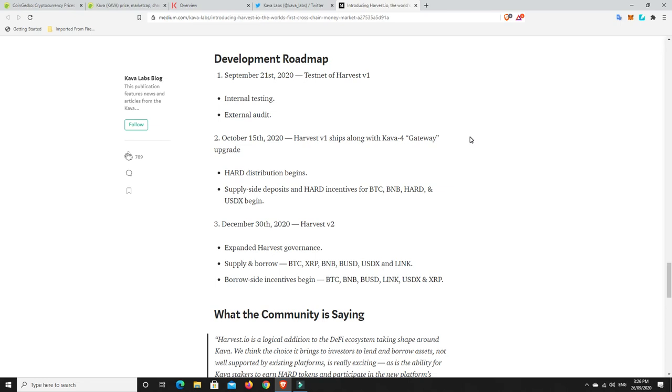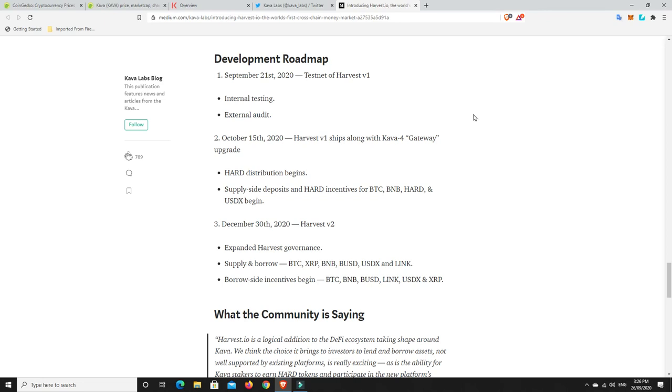And so that is what things like this need to do to keep up with the rest of the market. Right, development roadmap. So September 21st, so that was a few days ago, they're doing the testnet of Harvest version 1. Internal testing, external audit, they're getting other people to come in and audit the platforms. So that's really good. I like that it's not just, trust us. They have other people come in and have a look at it. And we'll go back and have a look at the KAVA overview in a minute and show that they have actually had external auditing.